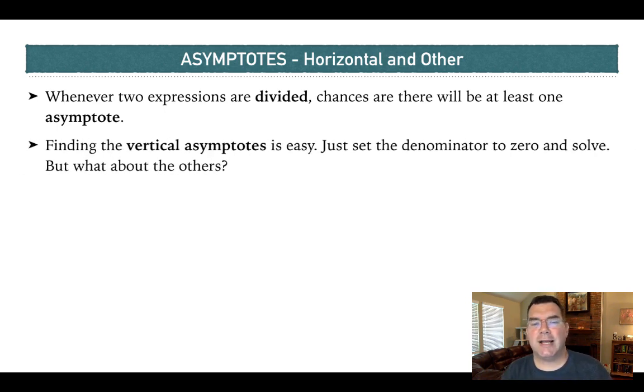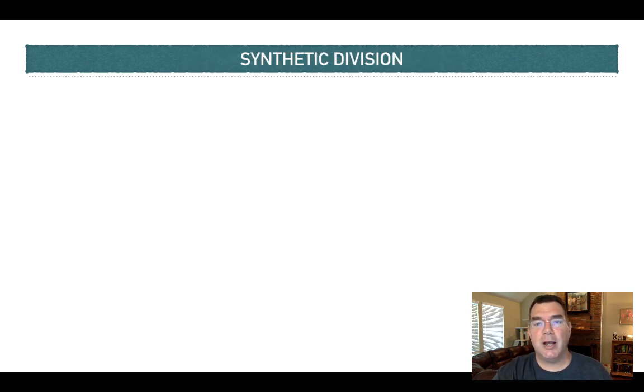So finding the vertical asymptotes is the easy part. You set the denominator equal to 0 and you solve it. But what about the other ones? Well, in order to find other asymptotes like horizontal asymptotes or slant asymptotes or worse, we need to do synthetic division.